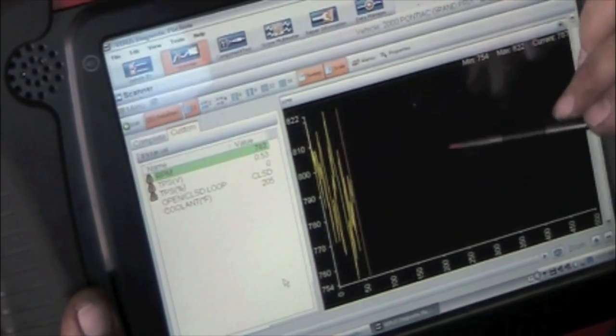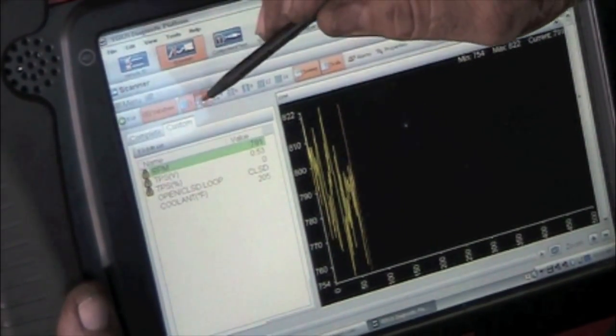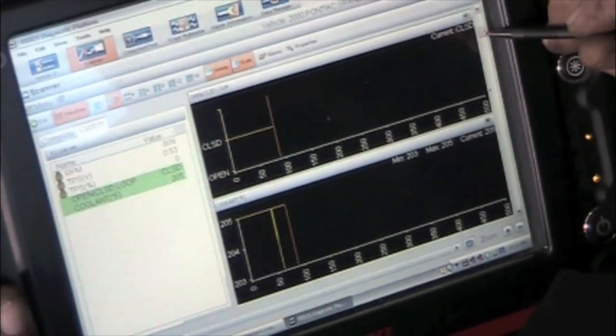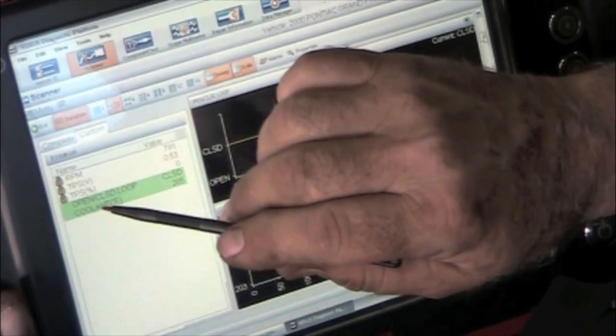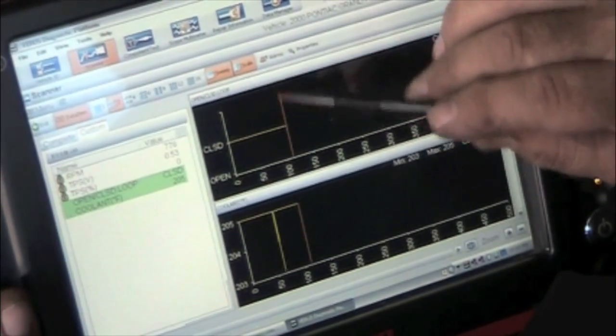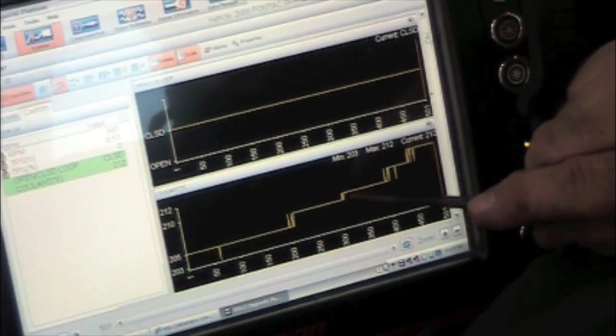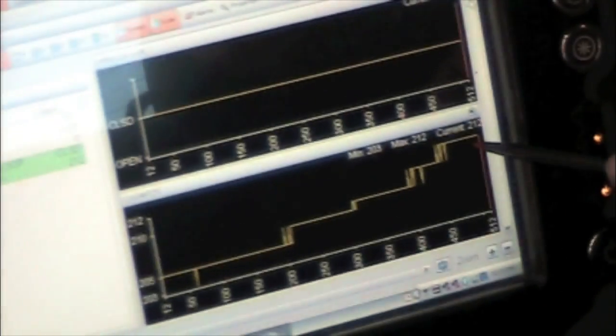Now, what I want to do is look at both of these. I only have one screen displayed, so I'm going to go up here and pick two screens. Now it's going to show both, and I'm going to go down here and highlight open and coolant. So here's my open loop coolant temperature sensor. Now you can see the temperature is climbing up. We're up to 212 right now.